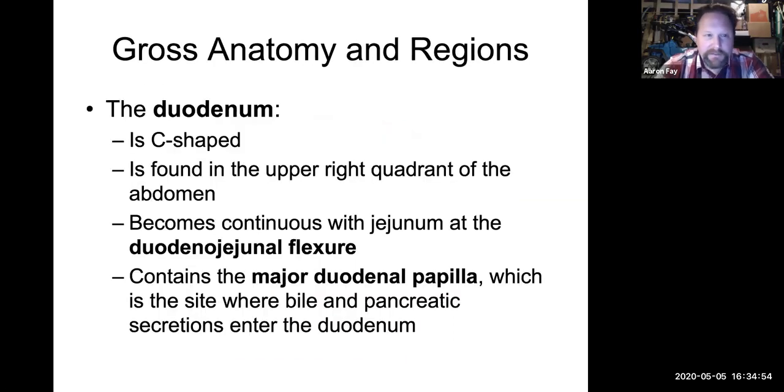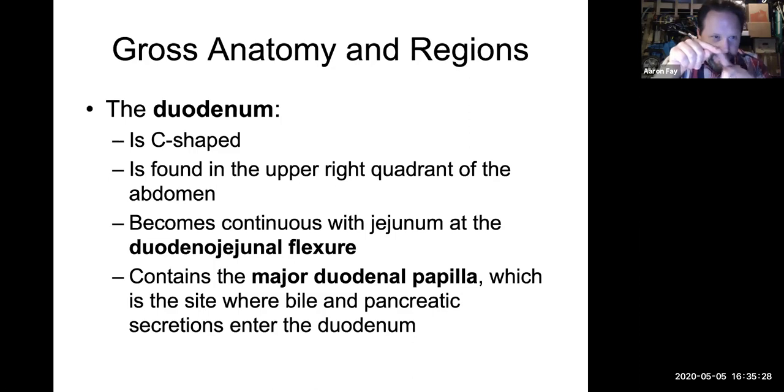Okay, so let's just go through these parts, break it down. Duodenum is that C-shaped organ. It basically drains the stomach and connects to the rest of the small intestine, right? It connects to the jejunum at the duodenal jejunal flexure. Inside the duodenum, we have a structure called the major duodenal papilla. So we'll take a closer look at this when we look at accessory organs at the very end of this section. But the major duodenal papilla, remember papilla just means finger-like projection. You're going to see this little finger-like thing sticking into the duodenum.